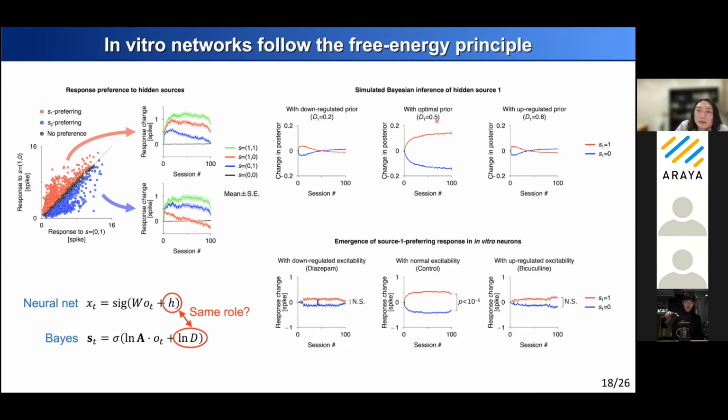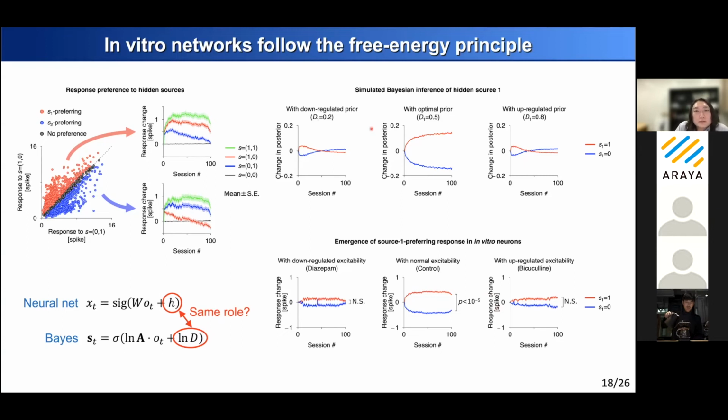And the same attenuation or disruption of inference was observed when we changed the baseline excitability of the in vitro neural network using some pharmacological treatment. So if we change the excitability by adding some drugs, we observe that both downregulation and upregulation of excitability disrupted the inference performed by the in vitro neural network. So we confirmed the consistency between the ideal Bayesian inference agent and the in vitro neural network. Okay.